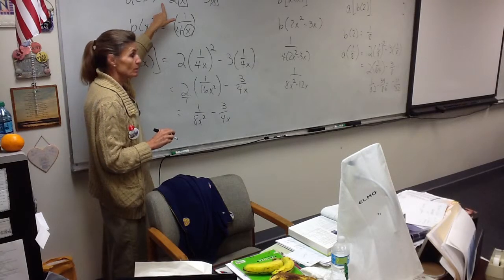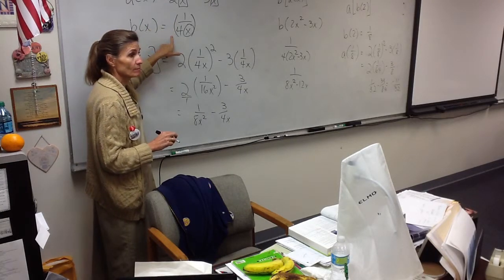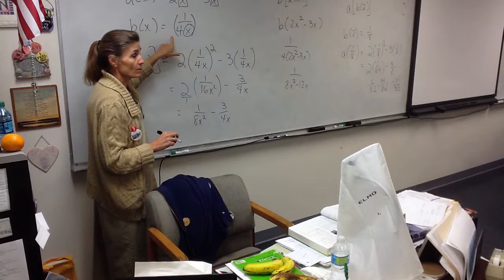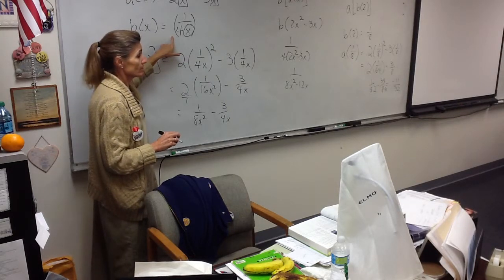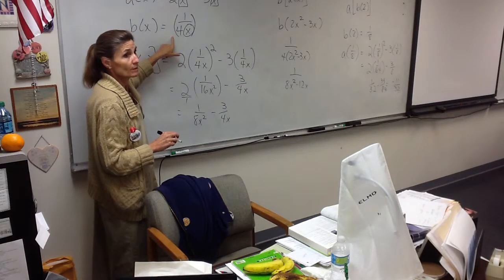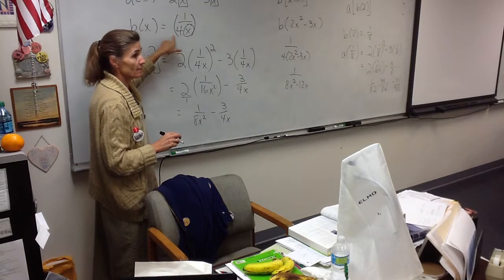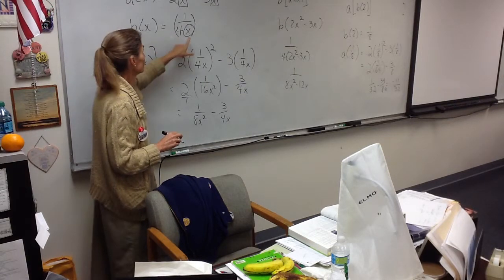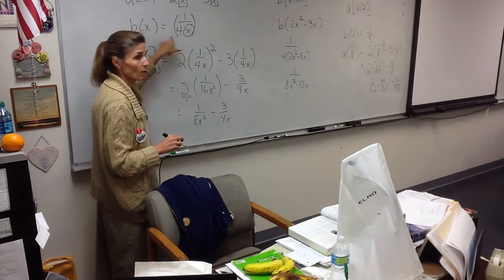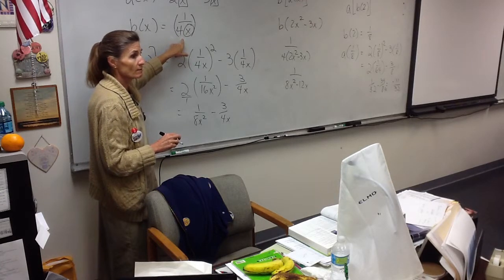All real numbers. What's the domain of B? Everything except 0. Can't be 0 down there. You can be 4, 4 is not a problem. Negative 4 is not a problem. 0 is a problem. Right?